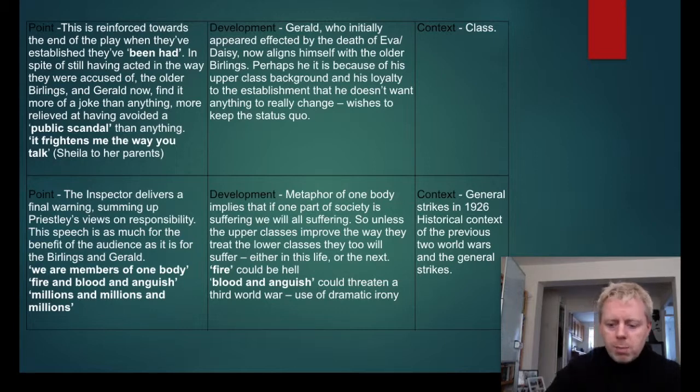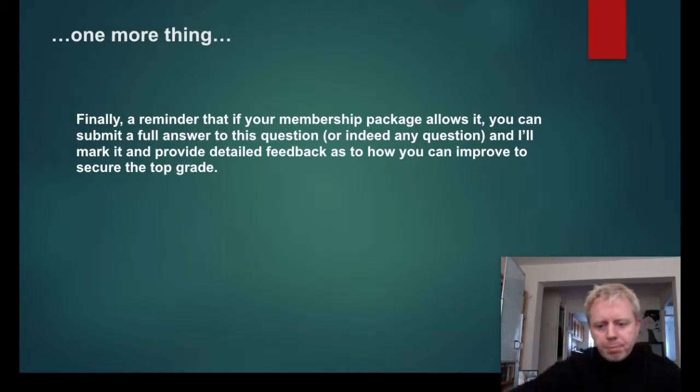Okay, so there's lots of information there. One more thing. Finally, a reminder that if your membership package allows it, then you can submit a full answer to this question, or indeed any question, and I'll mark it and provide detailed feedback as to how you can improve to secure the top grade. Instructions as to how to do that will be found on the website.